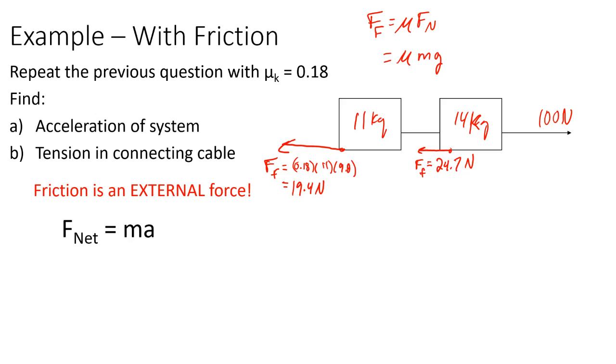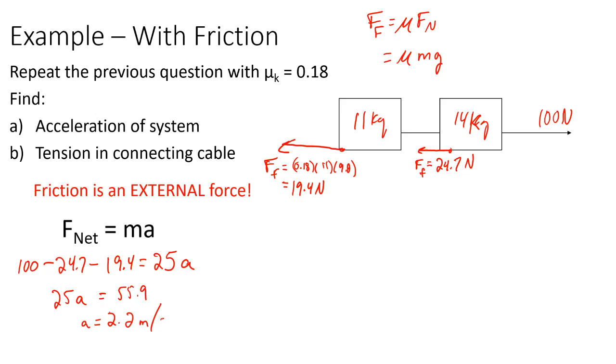So for part A, to find the acceleration of this system, my net force acting on this entire system is going to be that 100 newtons, and then I need to subtract my 2 friction forces. So subtract 24.7 and 19.4. That's going to be equal to the total mass being accelerated times acceleration. If we plug and chug, we should get that 25A is equal to 55.9, and then A is equal to 2.2 meters per second squared.